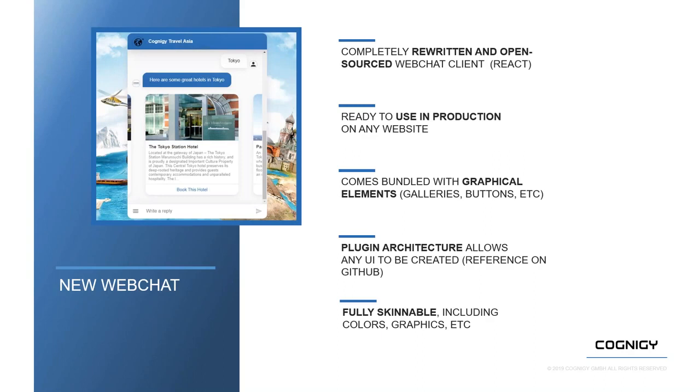Now, the reason why I mentioned React earlier is because we now have a plugin architecture that allows you to create any user interface inside the web chat that you like in this framework called React. And there are reference implementations on GitHub, and we have 2 plugins that I'm going to show you. One is a date picker that we have created, and the other one is a flight seat picker. So when you're booking a flight and you're checking in. The web chat is fully skinnable, including all colors, graphics, and so on, so you can fully adapt it to your CI.